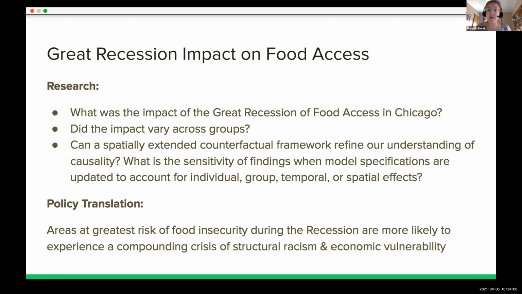So this one ended up incorporating an extended spatial counterfactual framework, bringing some spatial econometrics into causal inference research to actually measure causally the impact of the Great Recession on food access. It turns out that the areas that were at the greatest risk of food insecurity during the recession were also more likely to be structurally segregated and have already high economic vulnerability. And it seems that the predatory lending practices of the recession may have, again, generated a compounding crisis, whereas areas that were at less risk of food insecurity also were less likely to experience strong factors of vulnerability from the recession to begin with. So that's one example. Forthcoming.